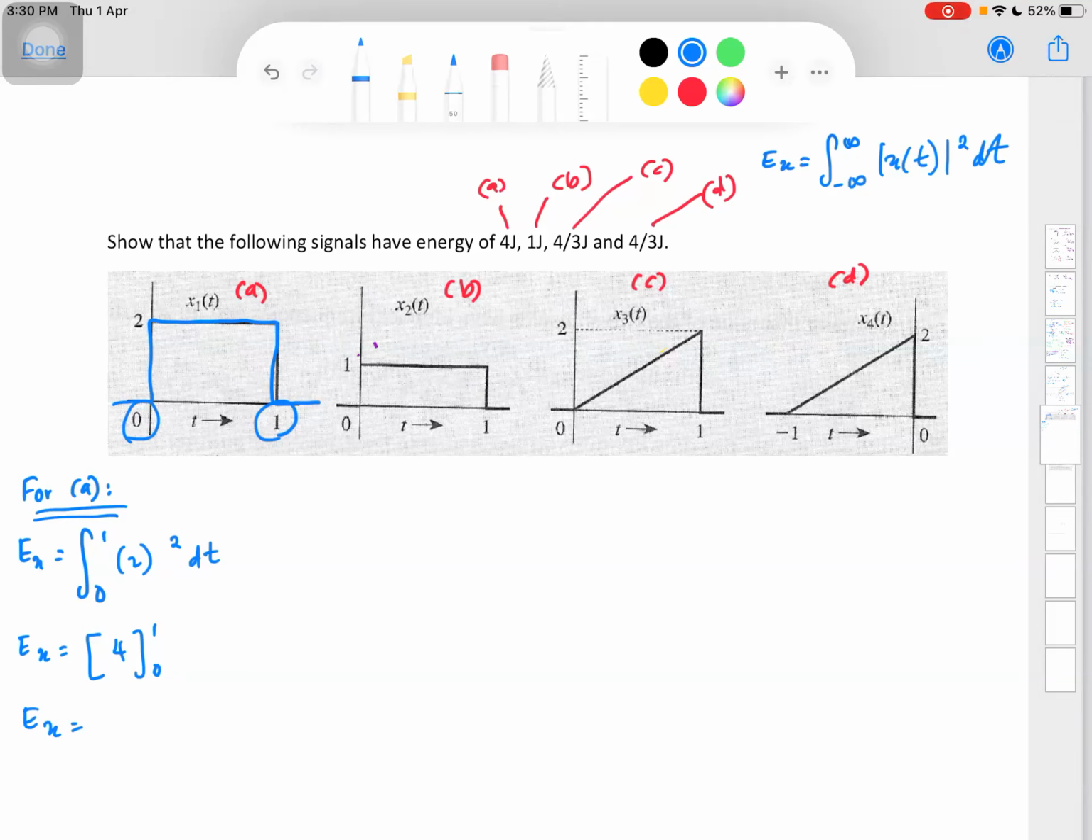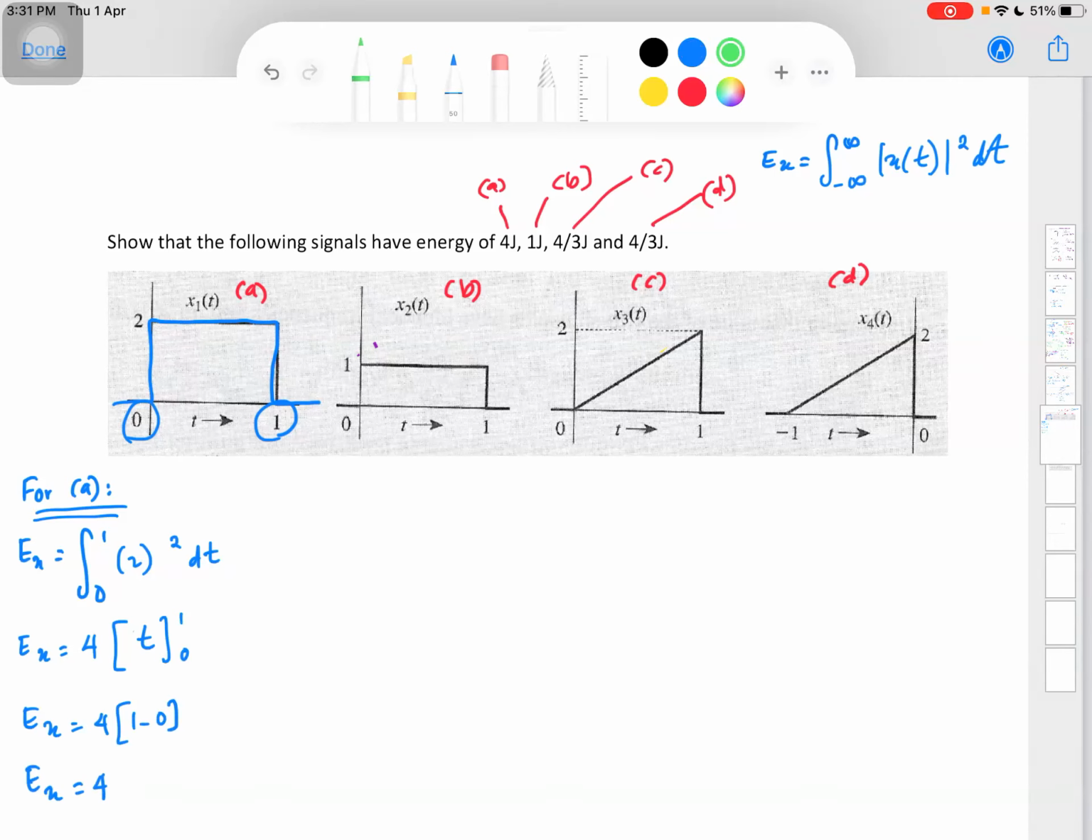And then if we replace, sorry, there's a confusion there. It says 4 and then t, 1 0, right? So 4 times 1 minus 0, so it will be 4.